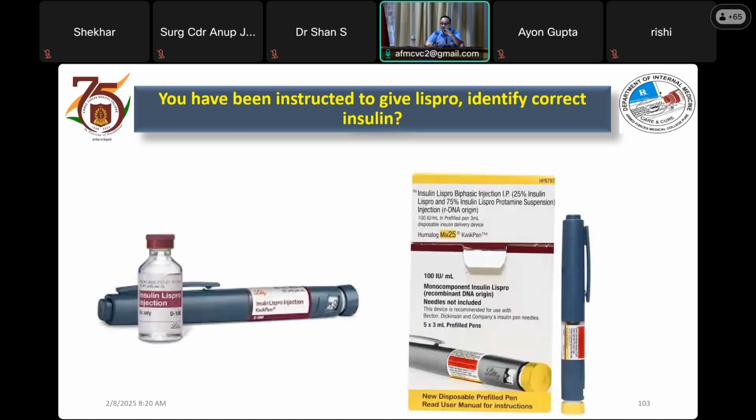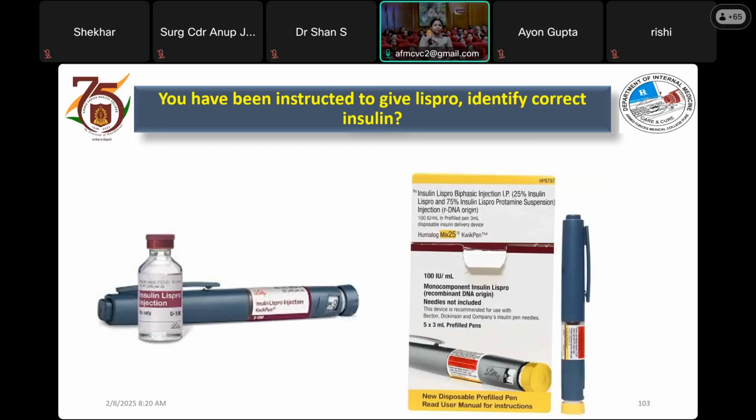So any nursing officer students here? You have been instructed to give a Lispro insulin, and these are 2 insulins which are available in your ward. So which insulin out of these, on the left or right, which one would you give to your patient? We can see Lispro is written on both of them. Sir, the first one, the plain Lispro, Humalog.